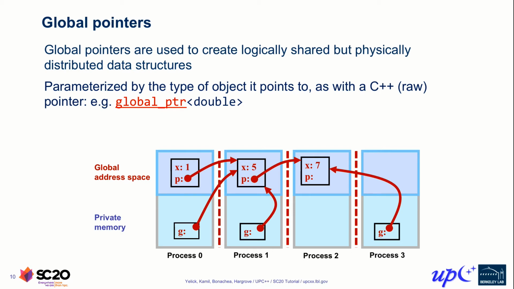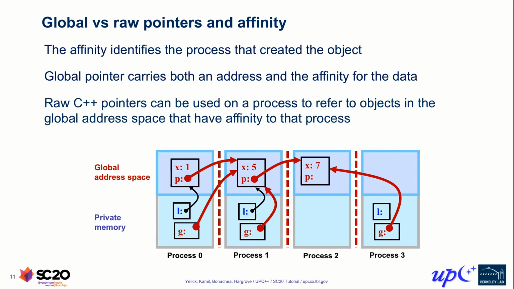To declare a global pointer, we'll declare it sort of as we do a C++ raw pointer, that is going to be parameterized by the type of the object it points to, and we'll do this using the C++ template syntax, so global pointer of the type, in this case, double. So we will still have traditional C++ pointers, which we'll call raw pointers here. And that in the picture is the little L pointer. And the L pointer can still point to the global address space, but it can only point to things that have affinity with that process, that private memory.